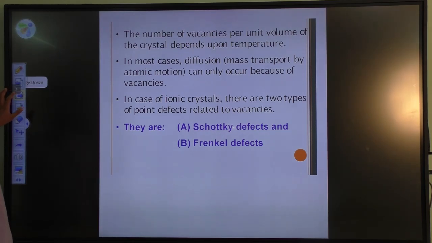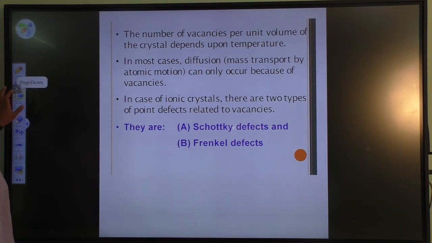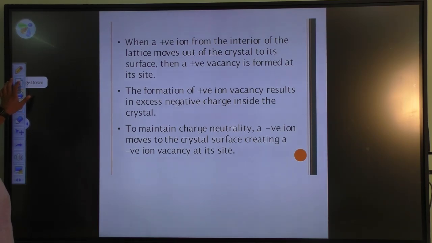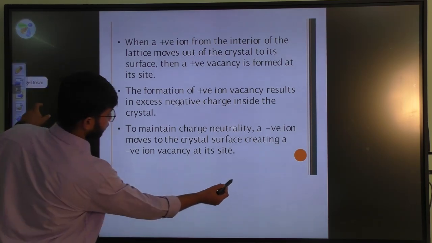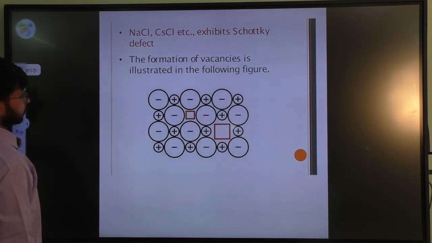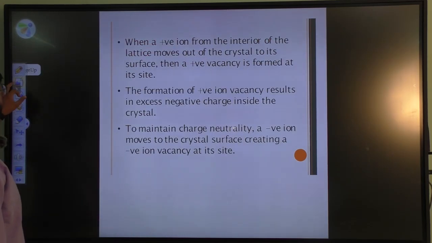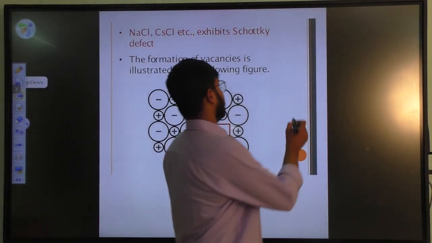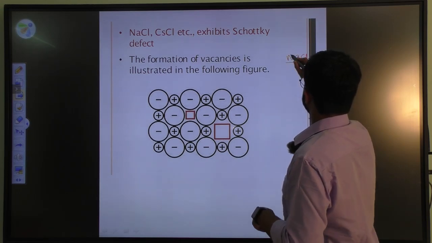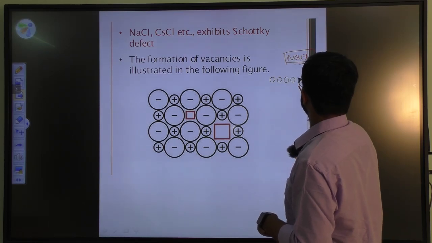Next, Schottky and Frenkel defect. In Schottky defect, considering the NaCl crystal, NaCl is a crystal that shows a continuous structure. It is a NaCl crystal.